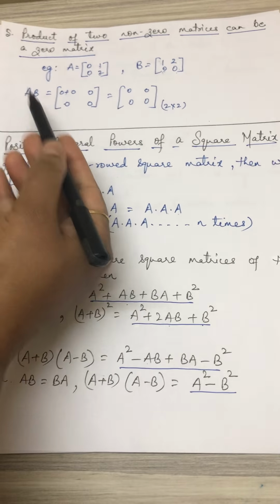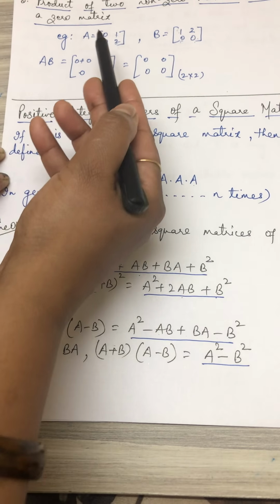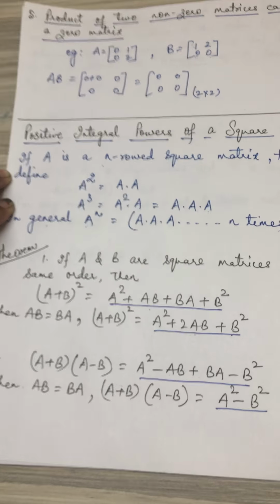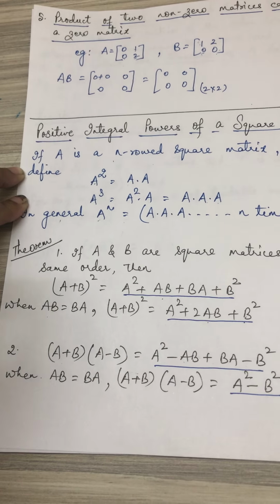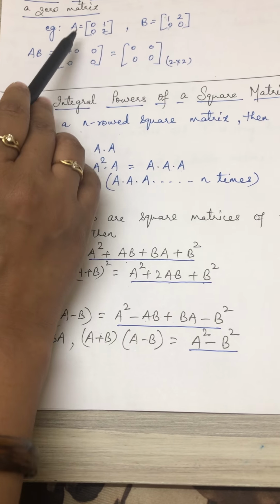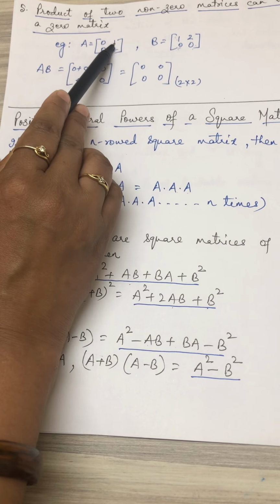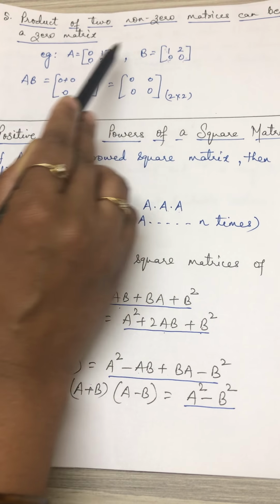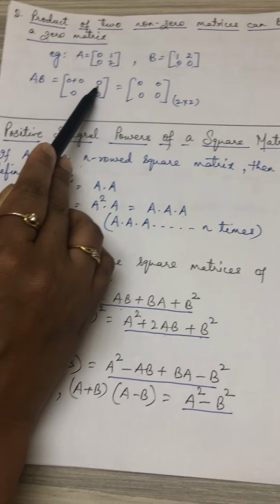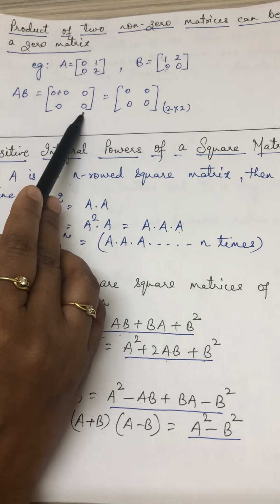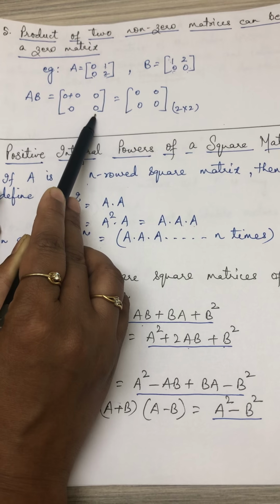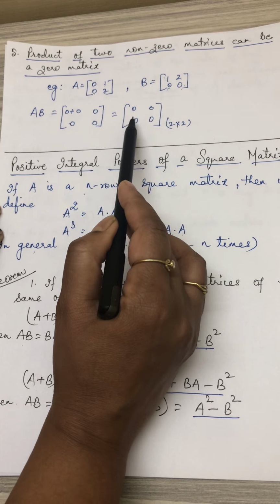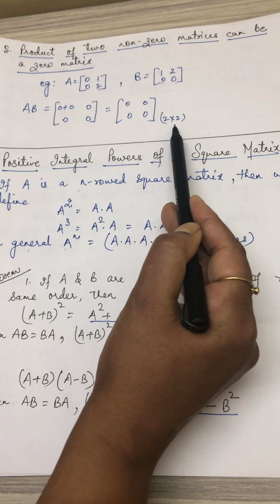Now let us find out what AB will be. That means we will multiply both these matrices. We have just learned how to multiply and how to get the elements. So we go ahead with the same method. 0 into 1 plus 1 into 0, 0 plus 0, 0. 0 into 2 plus 1 into 0, 0. And similarly the other two elements of the product matrix are also 0. So we get a null matrix 0, 0, 0, 0, a 2 by 2 matrix.